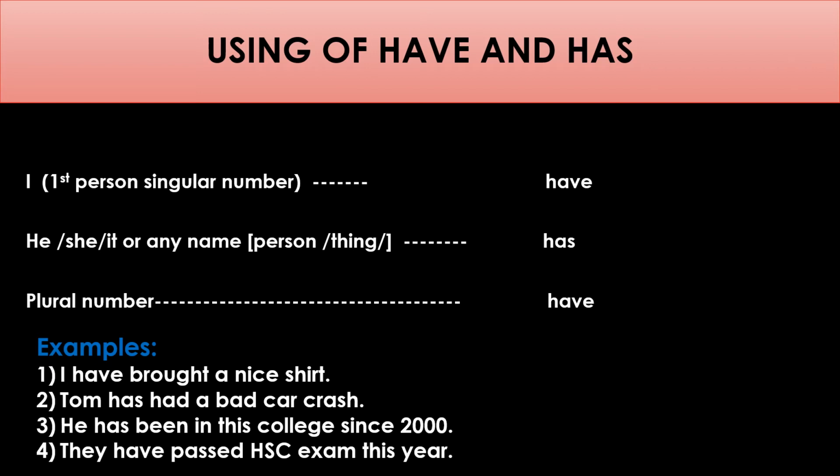Then, he has been in this college since 2000. He has been. He is the subject here, third person singular number, so has is here as the auxiliary verb. Then the be verb is in PP form: been. It doesn't matter which verb comes, but you have to remember that in present perfect tense you have to use have or has as the auxiliary verb and the main verb is in PP form. Here the have verb is the main verb in PP form, and here the be verb is the main verb, so it is in PP form.